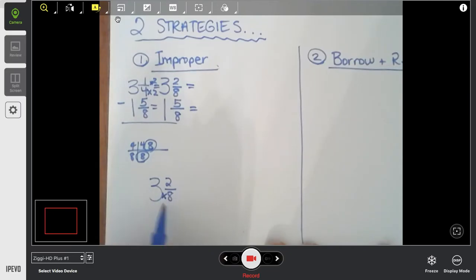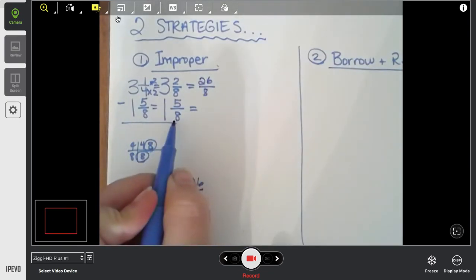We're going to multiply 8 times 3 is 24. Add the top, 25, 26. That becomes our new numerator, and the denominator stays the same. So 3 and 2/8 is the same thing as 26/8.